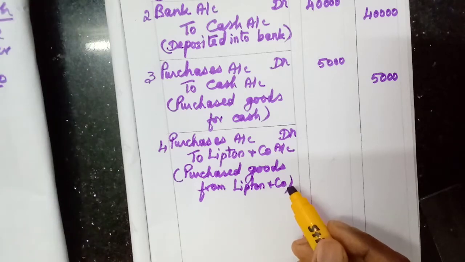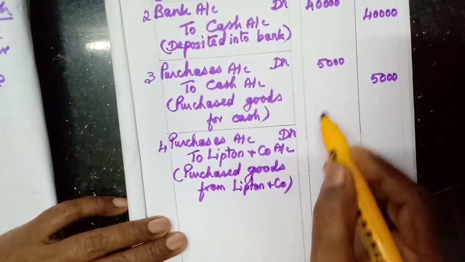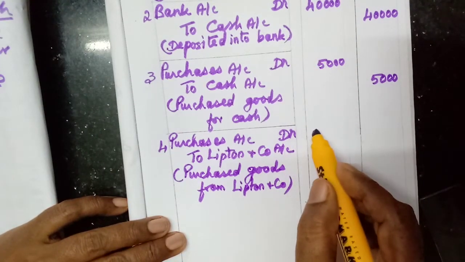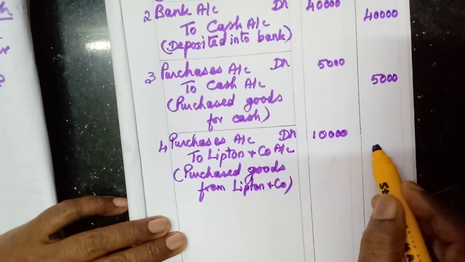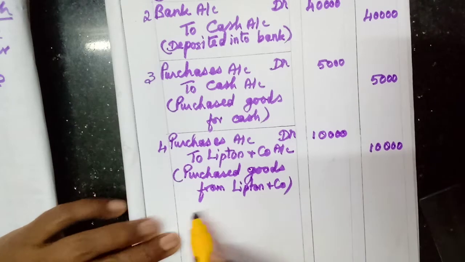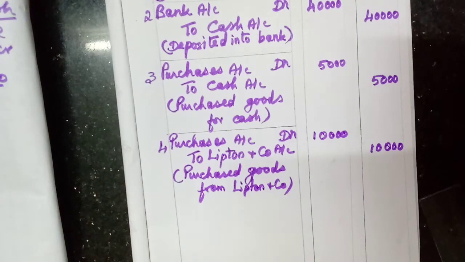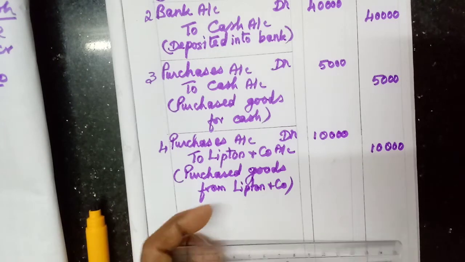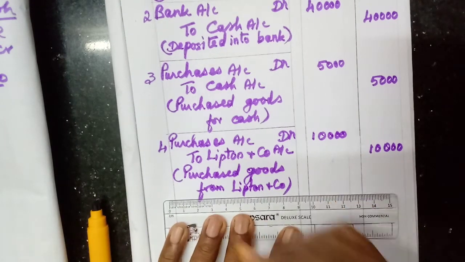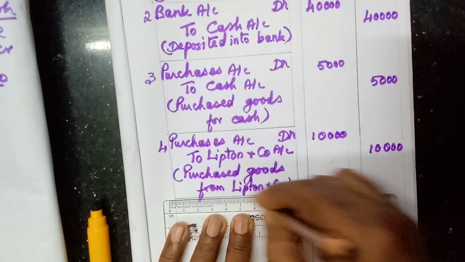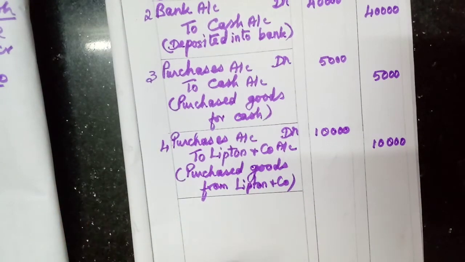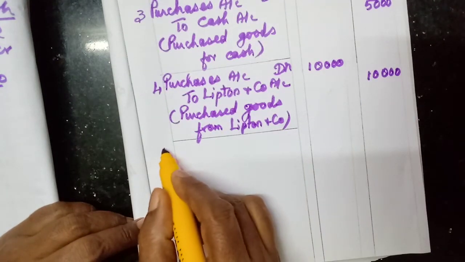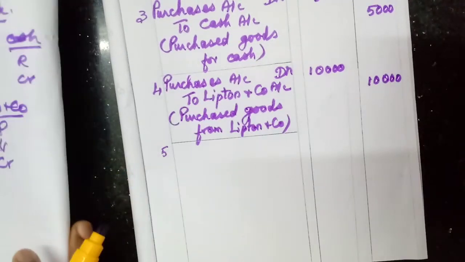Amount is 10,000. So below 4. Here 10,000. Okay. Now you draw with pencil. Then next one. 5. Transaction is sold goods to Joy and received cash.